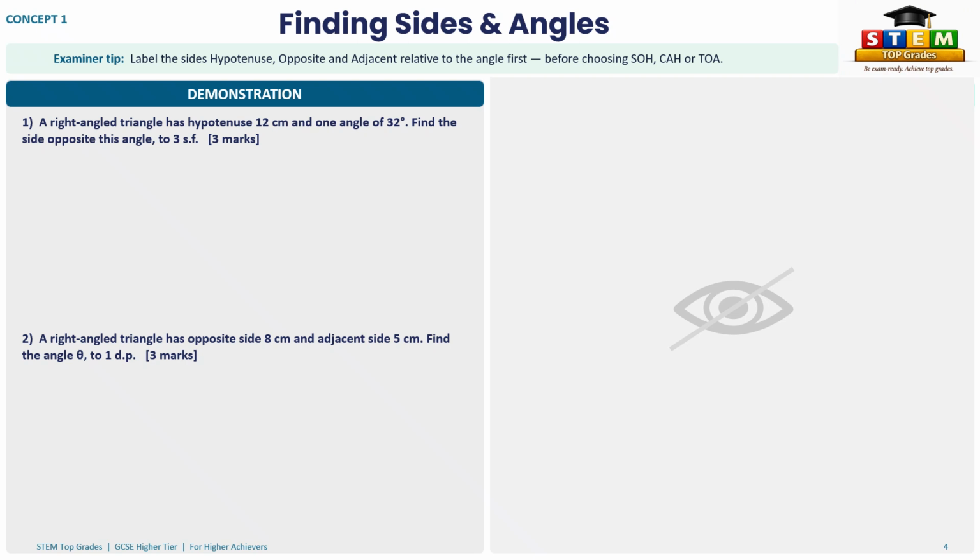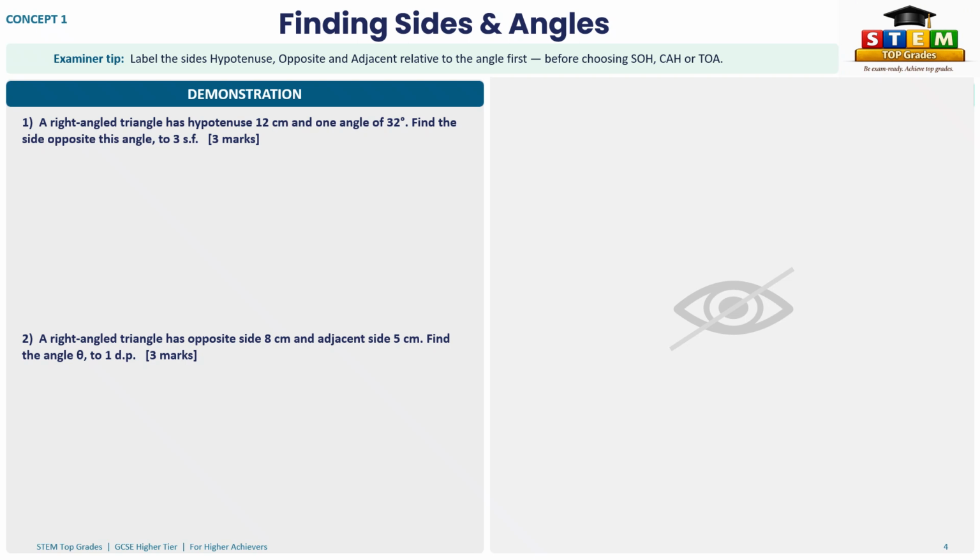Concept number 1. Finding sides and angles. Examiner tip. Label the sides hypotenuse, opposite, and adjacent relative to the angle first, before choosing SOH CAH TOA. Here's the first question. A right-angled triangle has hypotenuse 12 cm and one angle of 30 degrees. Find the side opposite this angle.